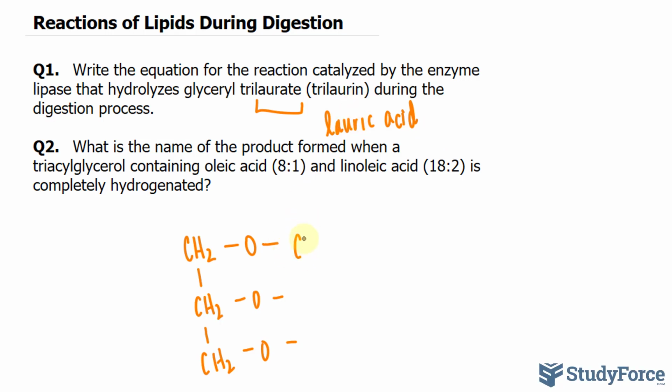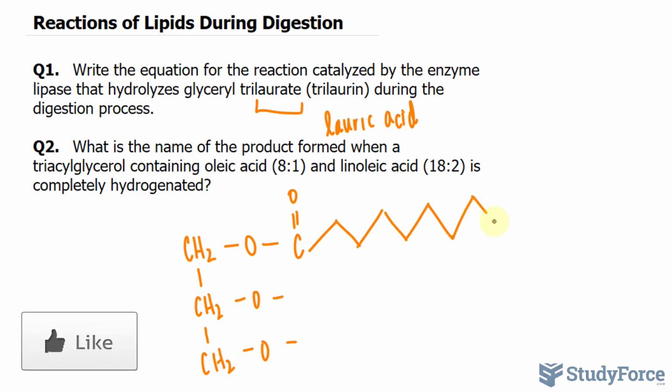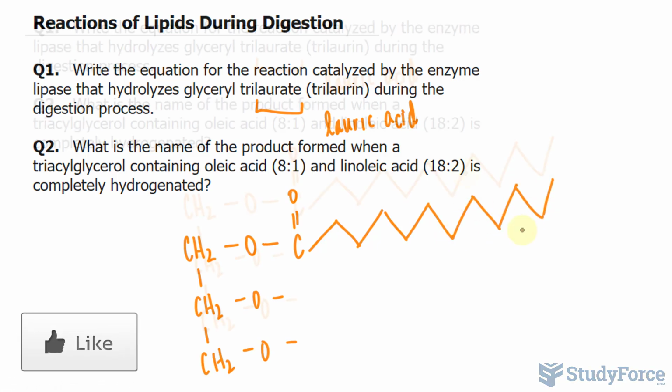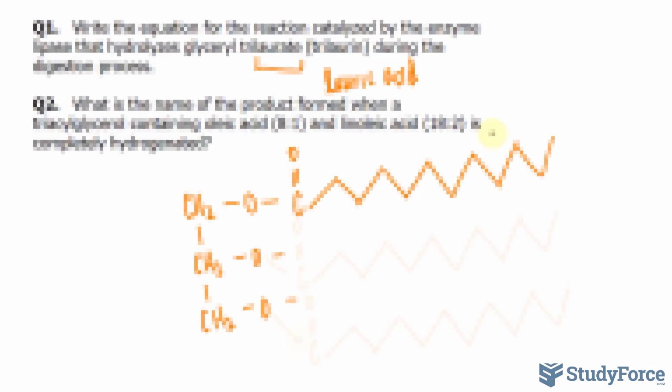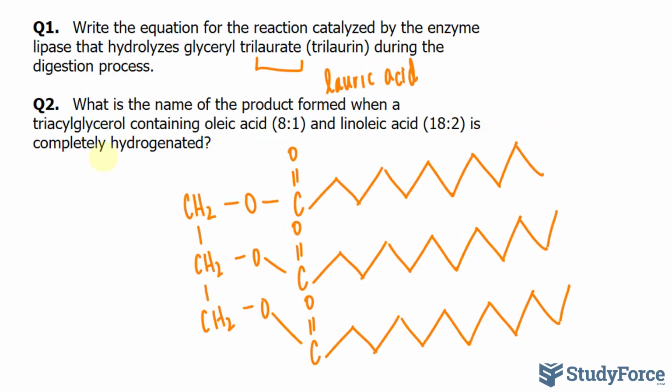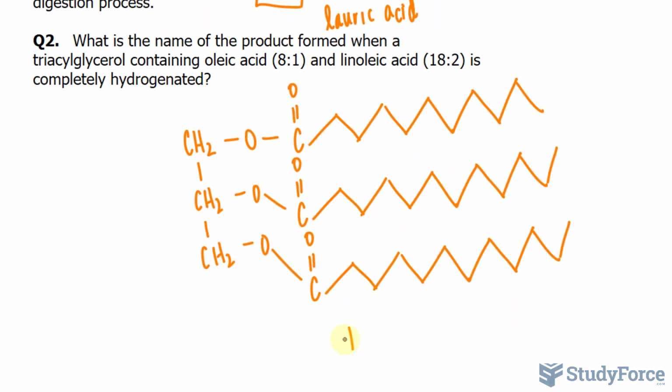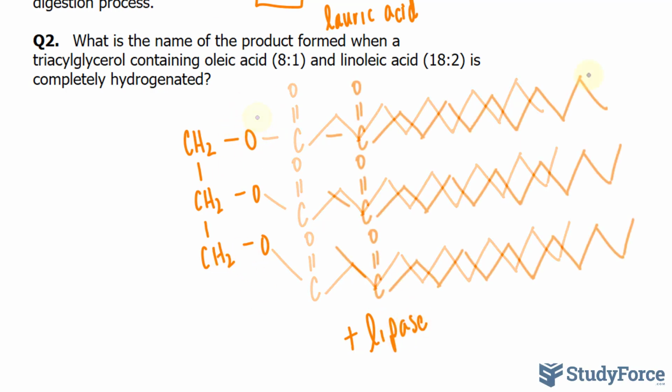I'll draw this out where I have carbon double bonded to oxygen, and since it's 12 carbons, that's the first, second, third, fourth, fifth, 6, 7, 8, 9, 10, 11, 12. So I'll draw this out two more times. Now when this interacts with lipase, so we're adding lipase to the mix, these ester bonds will break.